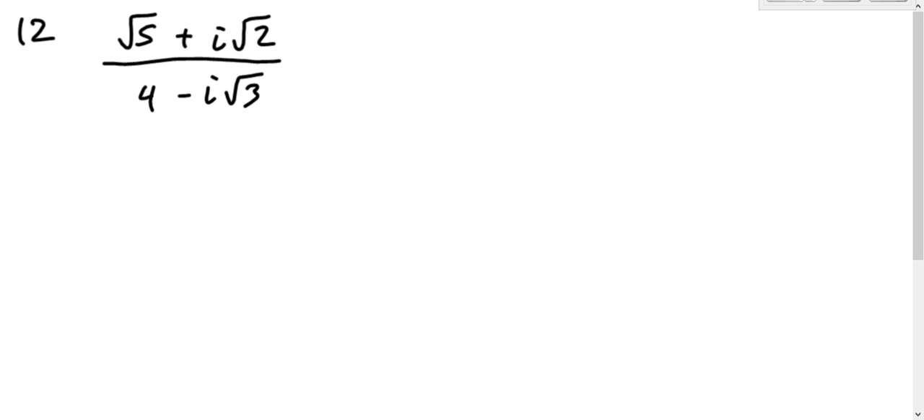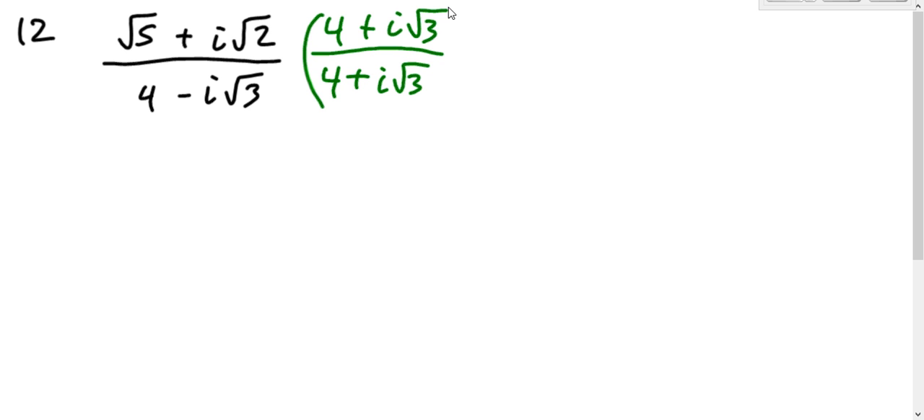Simplify this fraction. You multiply by the conjugate of the denominator. So we're going to multiply by 4 plus I times the square root of 3. Multiply by the same thing to top and bottom.